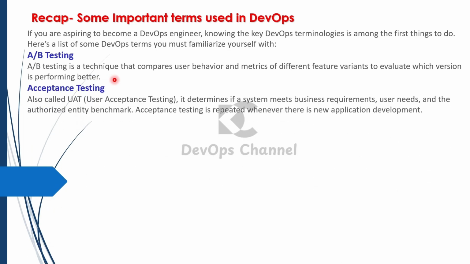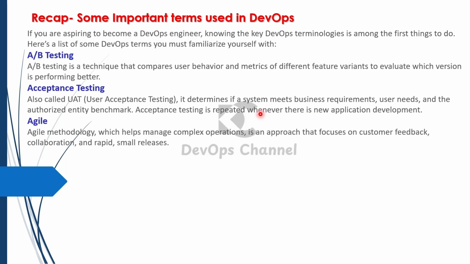Okay, next one is acceptance testing, also called UAT. You might have heard about it. So it determines if a system meets business requirements, user needs, and authorized entity benchmarks. Okay, so acceptance testing is repeated whenever there is new application development. Okay, next one is agile. So this one is an important term. So it helps manage complex operations, and basically we can also say that it's an approach that focuses on customer feedback, collaboration, and rapid and small releases. Okay, so everything will be released in smaller sprints.